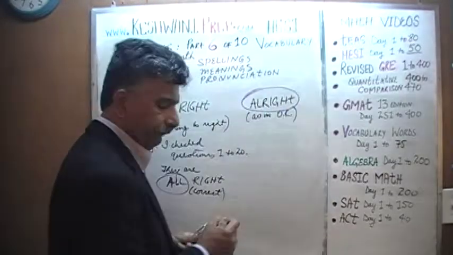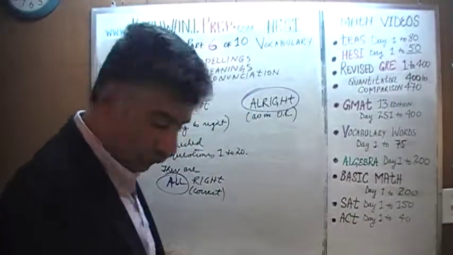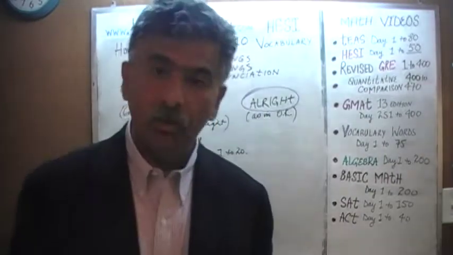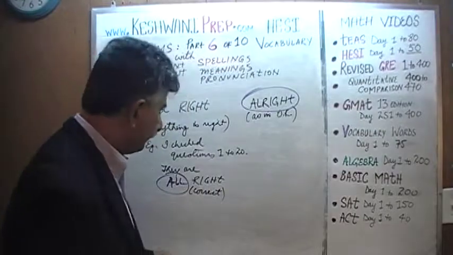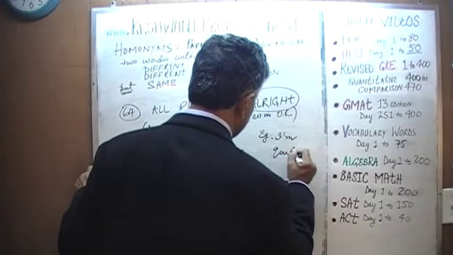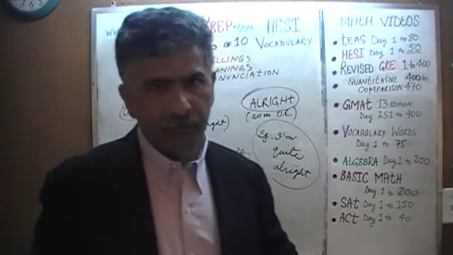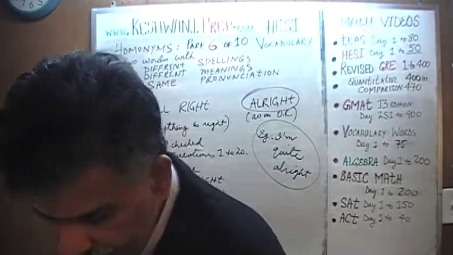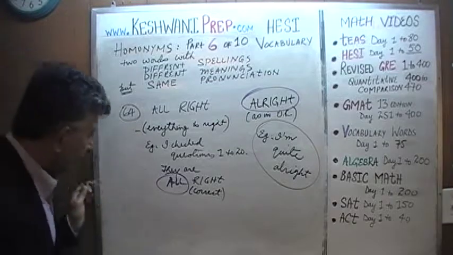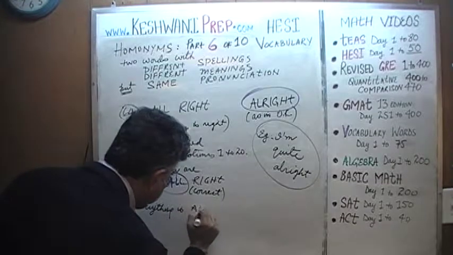And all right as in, how are you feeling? Oh, I'm all right. I'm quite all right, as a matter of fact. Thank you for asking. I'm quite all right. I am quite all right. Everything is all right. Everything is okay. So that's the tricky sentence. Everything is all right. Or everything is all right when you write it like this. Everything is all right.